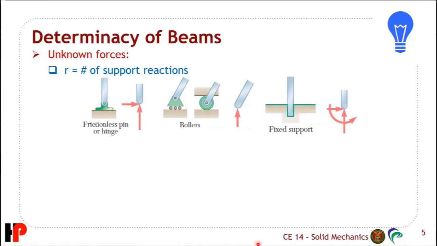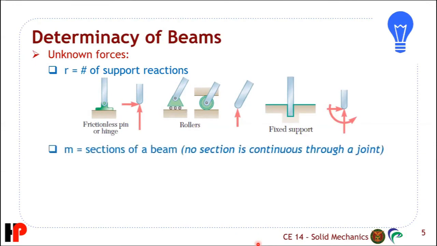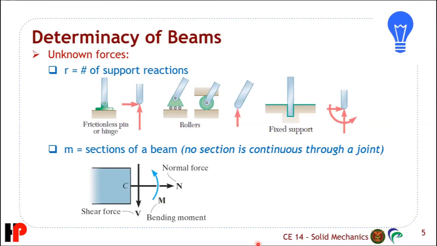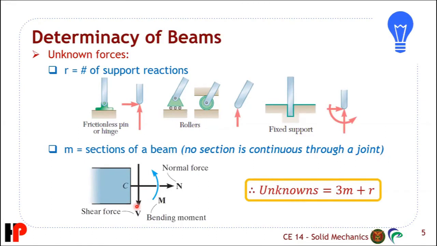So, basically, yung unknown forces for reactions is just the number of reactions. So, kung ilan yung reaction, kasama na agad siya sa number of unknowns. Now, per member, let M be a section of a beam where each section is not continuous through a joint. You have internal bending moment, internal normal force, and internal shear force anywhere you cut on a beam. So that means that per section, you have 3 unknowns. That's why your total number of unknowns is 3M plus R. So 3 times the number of members plus the number of reactions.